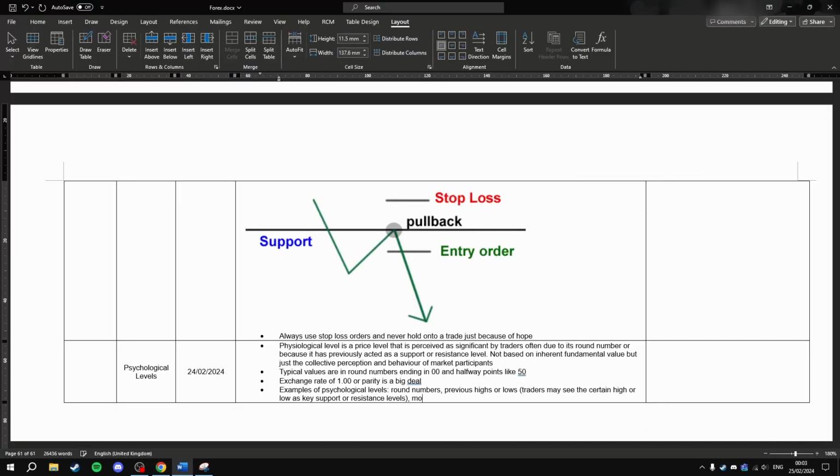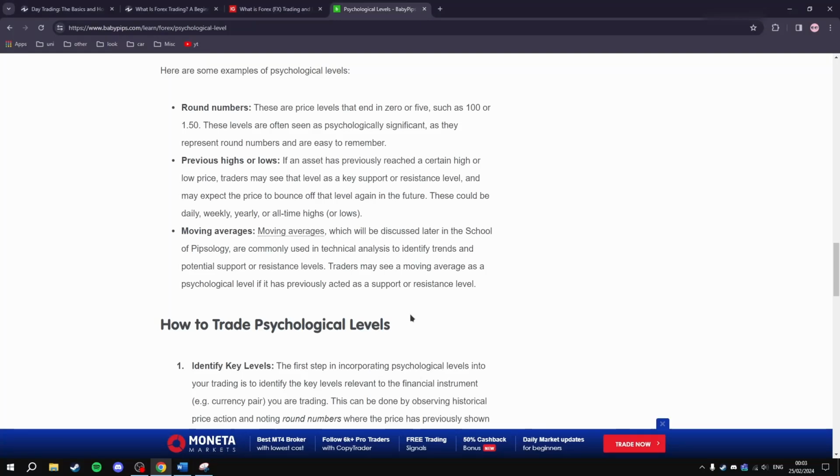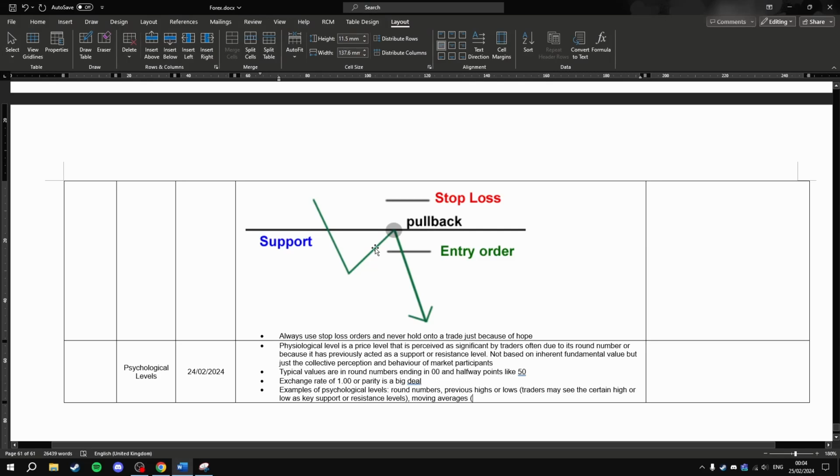Moving averages. Moving averages, which will be discussed later in the School of Pipsology, are commonly used in technical analysis to identify trends and potential support or resistance levels. Traders may see a moving average as a psychological level if it has previously acted as a support or resistance level.